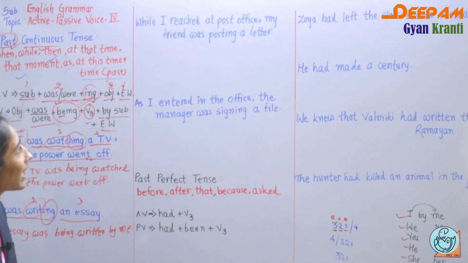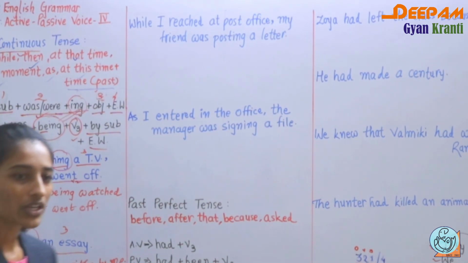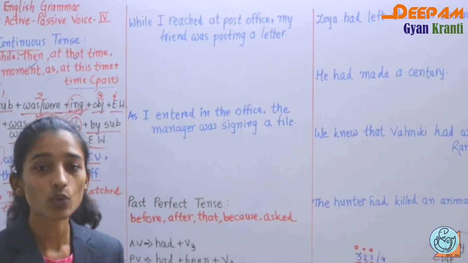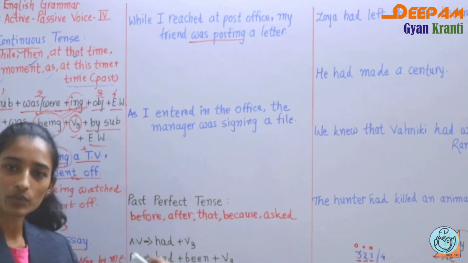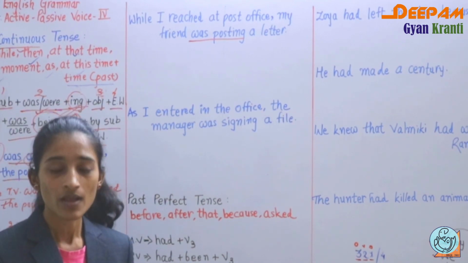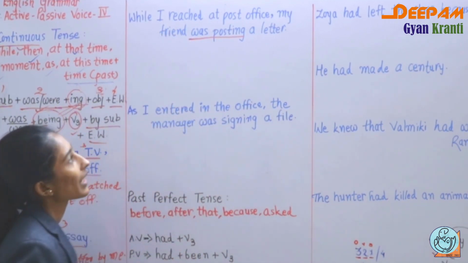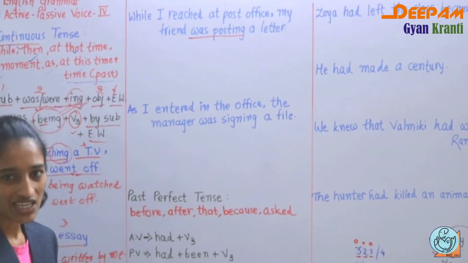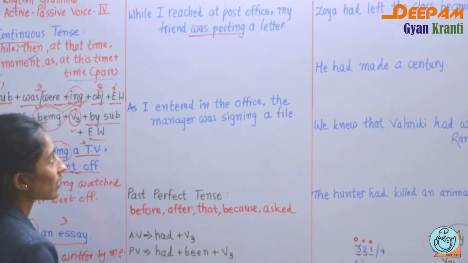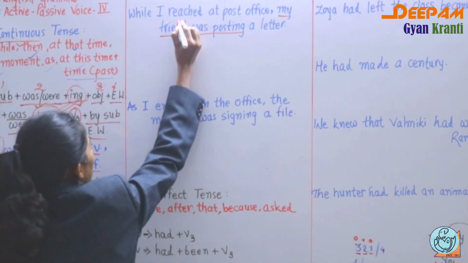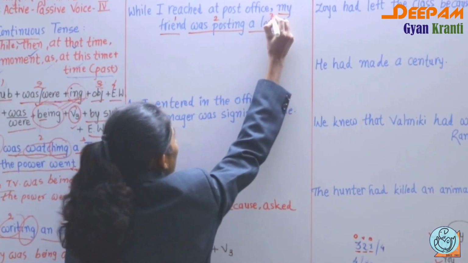Now say third number. While I reached at post office, my friend was posting a letter. Now the question is which sentence we have to change into passive voice. So when you get was or were plus ing, you have to change that sentence into the passive voice. The remaining sentence you have to keep as it is. So while I reached at post office, there is no need to make any change in that sentence. We have to change the sentence my friend was posting a letter. The subject here is my friend, so I give number 1. Was posting, second number, and the letter, that is third number.